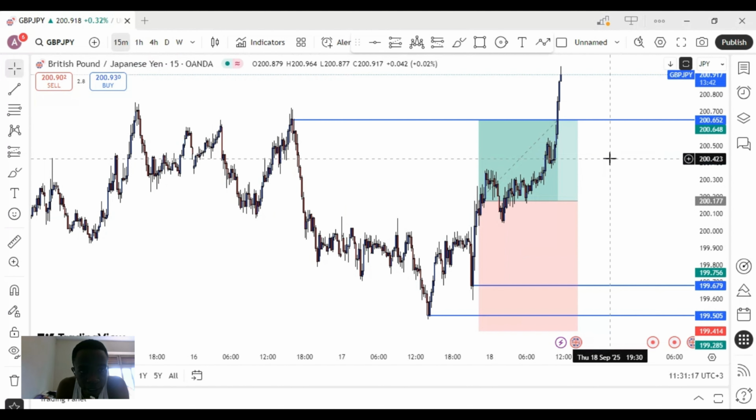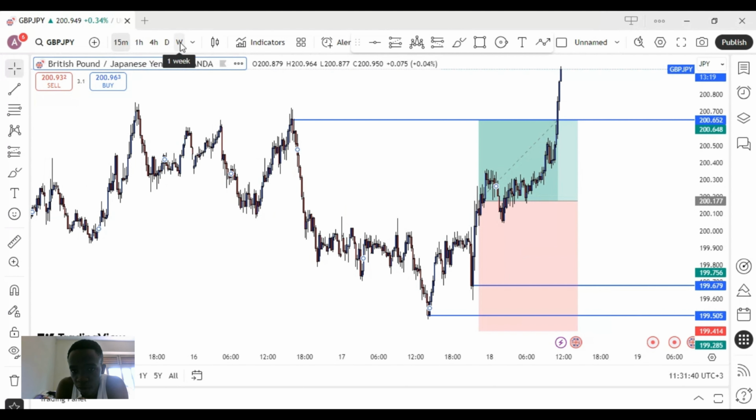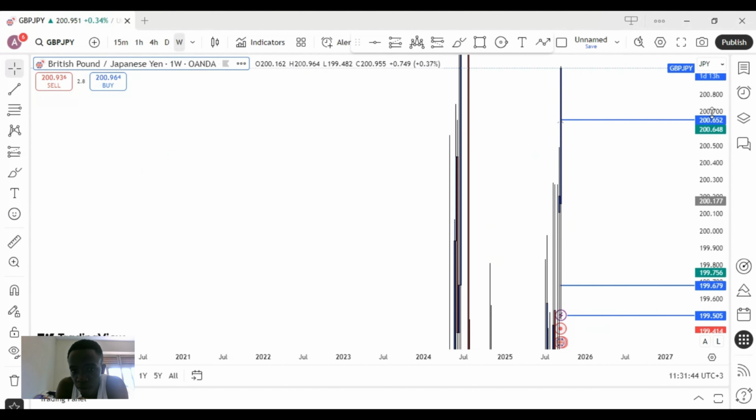When you go to the weekly time frame, this is where we first of all find the trend of the trade. Okay, so when you go to the weekly time frame, as you're seeing right here, we are seeing that the price is in an uptrend. It's heading to the upside, so meaning we should be looking for buys.